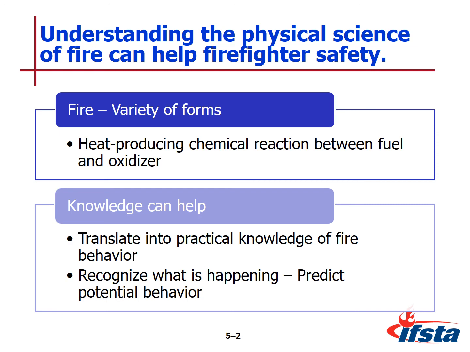So fire comes in a variety of different forms. Basically, it's a heat-producing chemical reaction. Anytime we have a chemical reaction, it creates heat. And it's got to be between a fuel and an oxidizer. And what is our primary oxidizer that we can count on? Oxygen. Okay. So most commonly it's just oxygen in the air. You're going to have other forms of it too, but that's the best way to explain it.